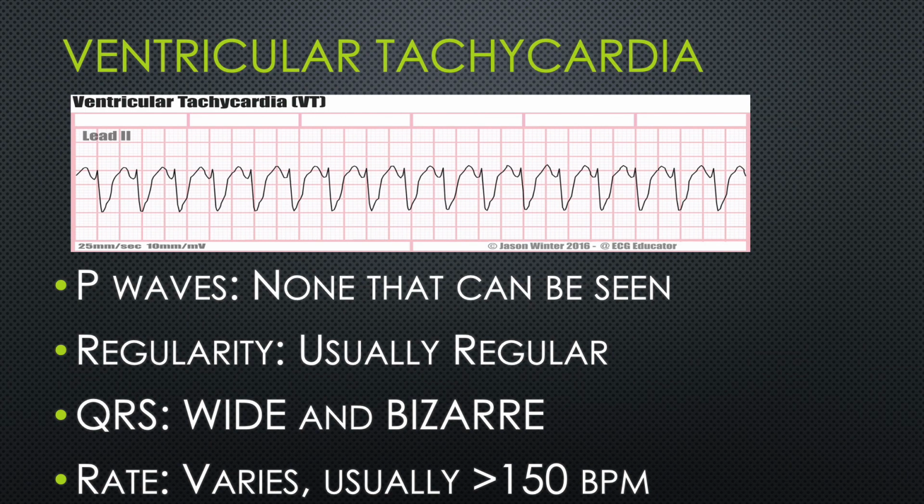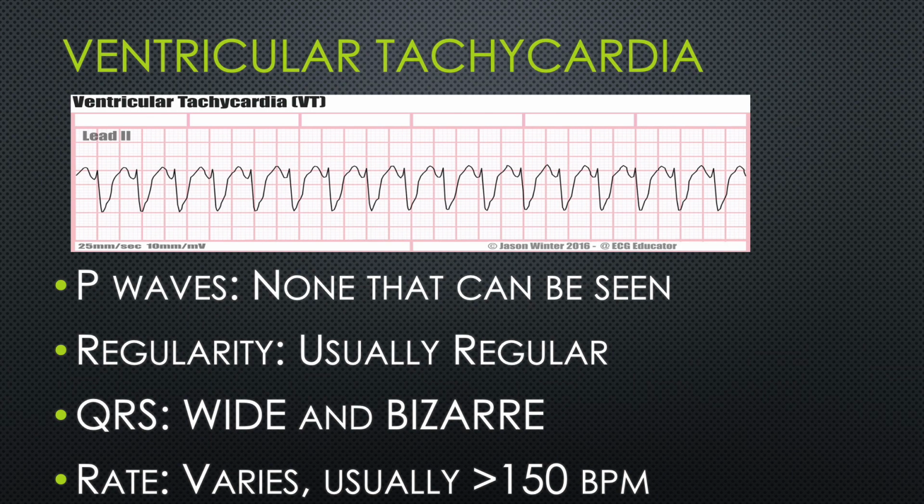Our first ventricular rhythm, or bottom of the heart rhythm, is going to be ventricular tachycardia. So let's look at this. P waves, none that can be seen. So that seems a little off, but let's keep looking at this. Regularity. Well, it looks pretty regular. If you look at the distance between each beat, it seems like it's about the same distance from each other.